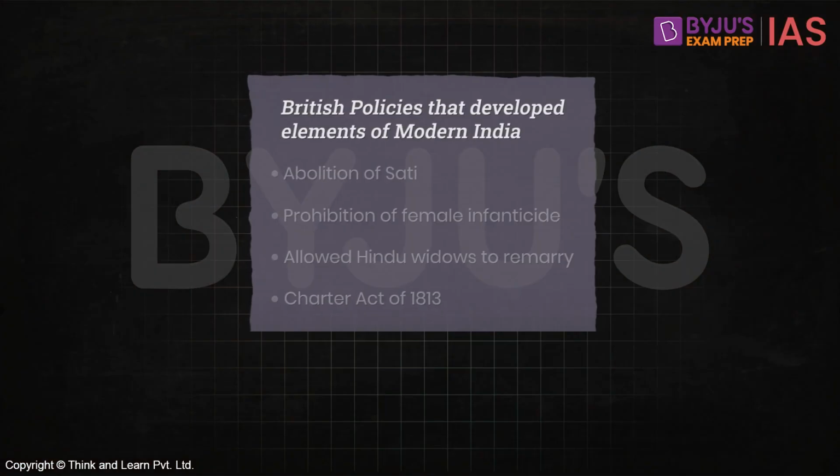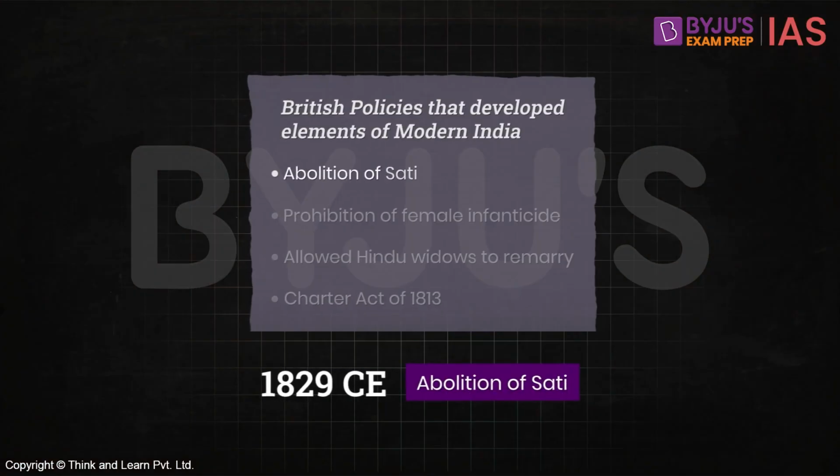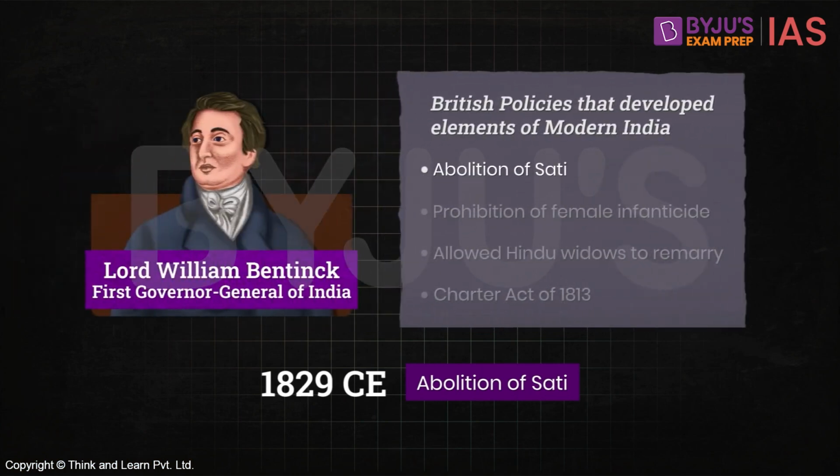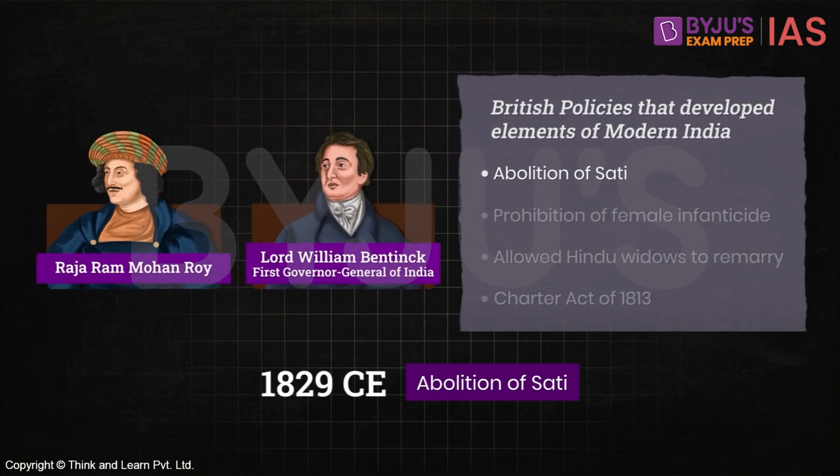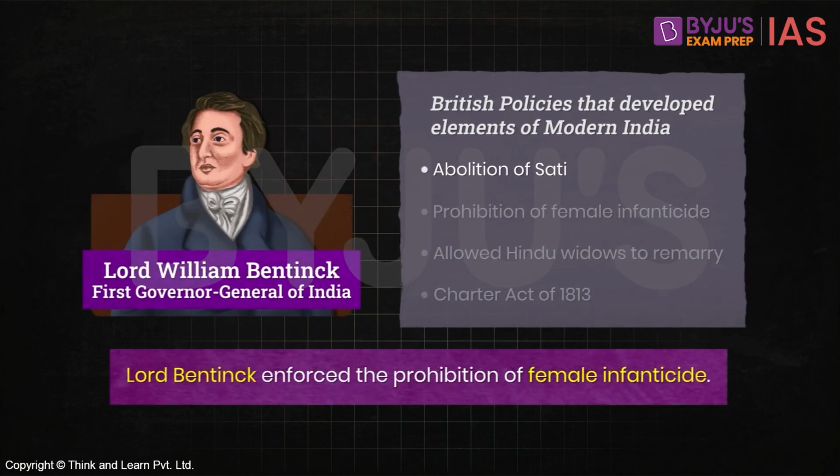While these acts strengthened the British control over India, some British policies developed elements of a modern state in India. A prominent example of such policies is the abolition of sati in 1829. It was passed by the Governor-General of India, Lord William Bentinck, with the efforts of Raja Ram Mohan Roy and other Indian social reformers. Bentinck also enforced the prohibition of female infanticide, which was then prevalent among some Rajput clans and other castes.